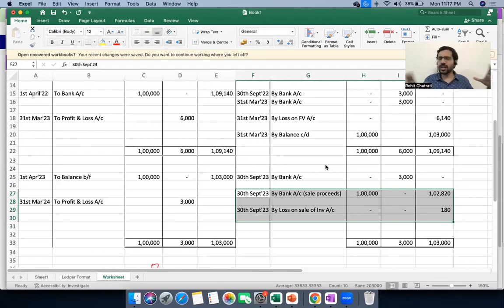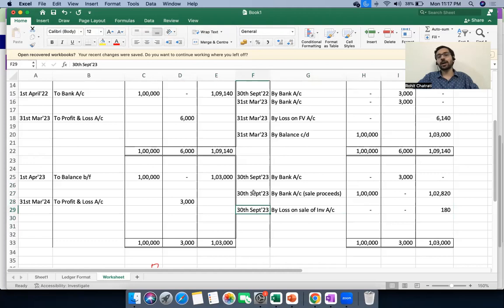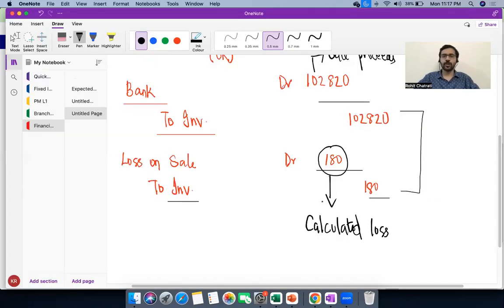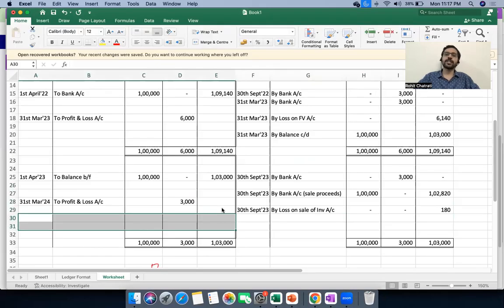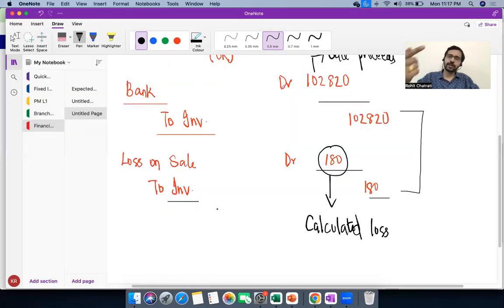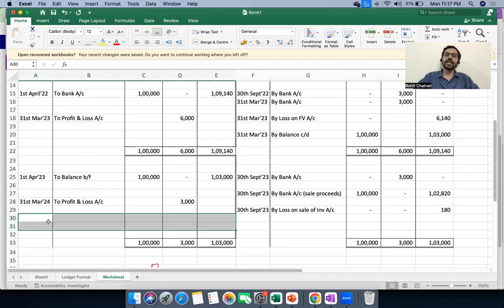I will be preparing a working note and I will calculate the profit or loss on sale of investments. After having calculated that, if it is a loss, it will come on the credit side. If it is a profit, it would have come on the debit side. If it would have been a profit, the journal entry would have been investment debit to profit on sale of investment, and that I would be recognizing on the debit side.